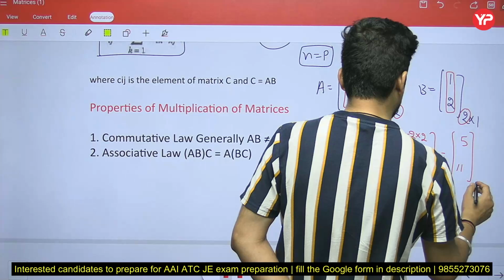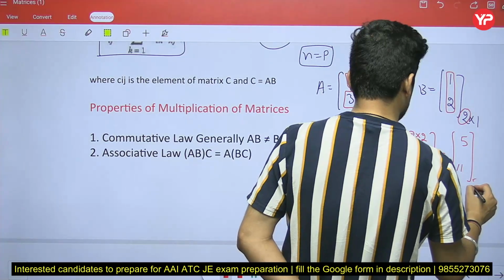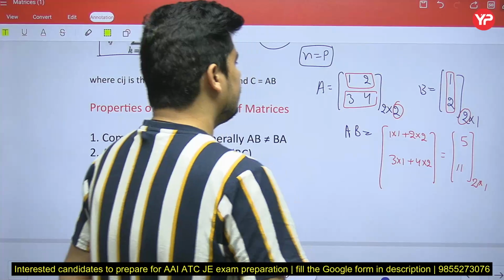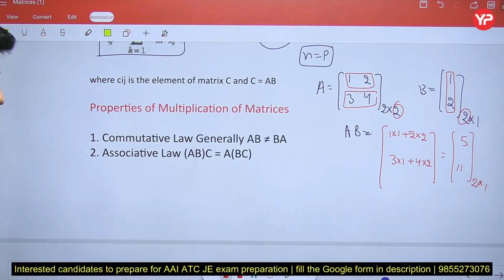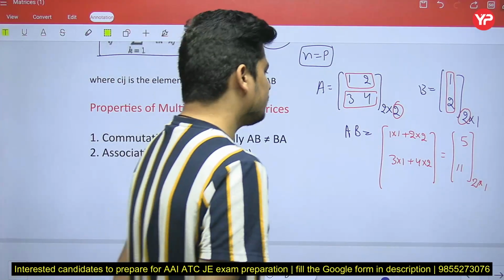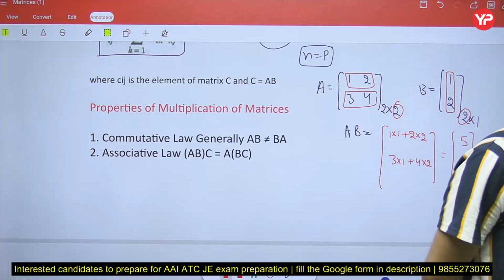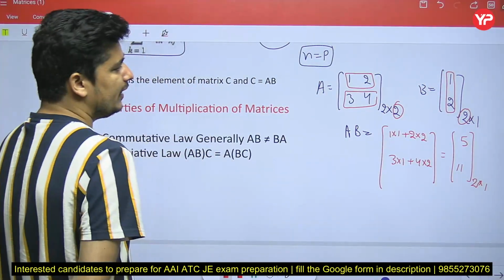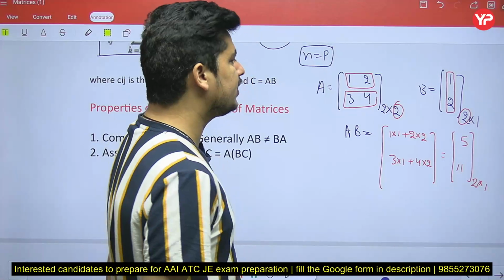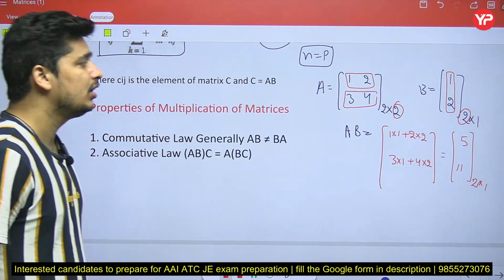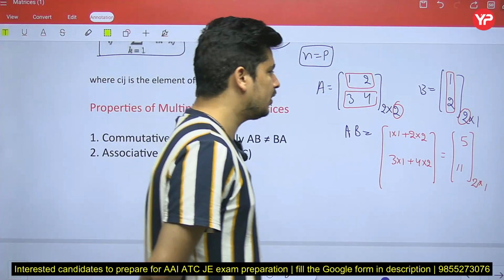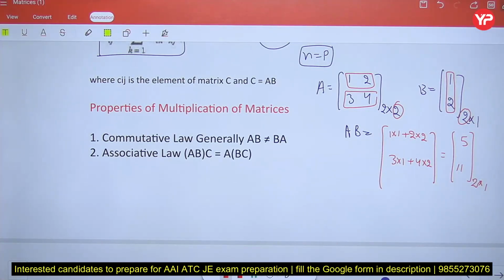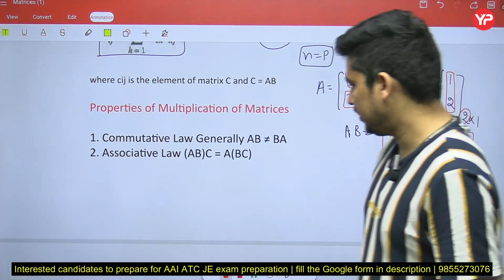So the final matrix is of the order 2 cross 1. You can check, this 2 is eliminated. We will be left with 2 cross 1. So that is the matrix multiplication, and I think you understand how we can do it, right? Whenever you are doing matrix multiplication, just remember the number of columns of the first matrix should be equal to the number of rows of the second matrix, right?